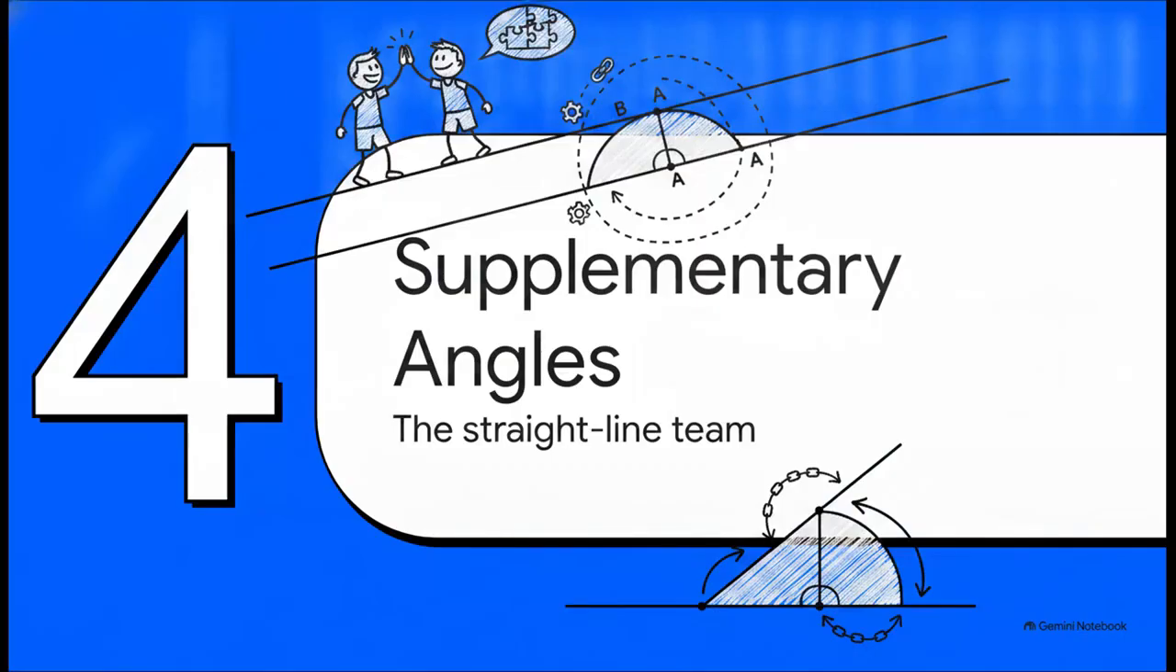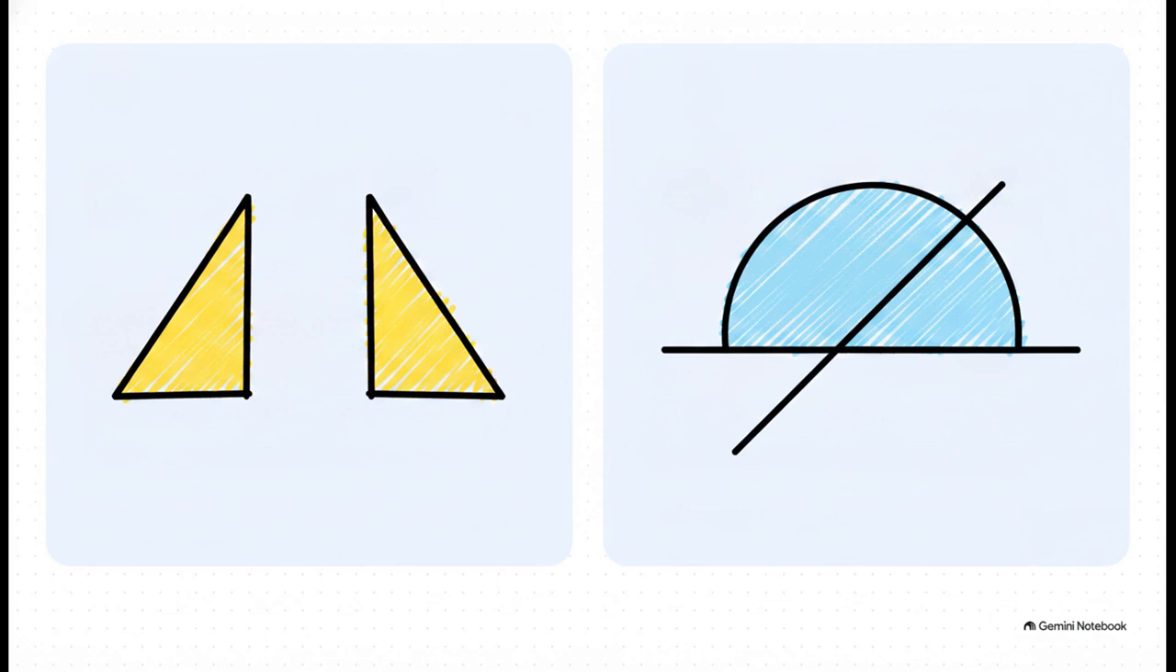Section 4, supplementary angle pairs, the straight line team. The crucial point here is that not all angles created by a transversal are identical twins. Some are teammates. And that brings us to our next set of mathematical rules. Let's establish a clear contrast so you can easily lock this into your memory.